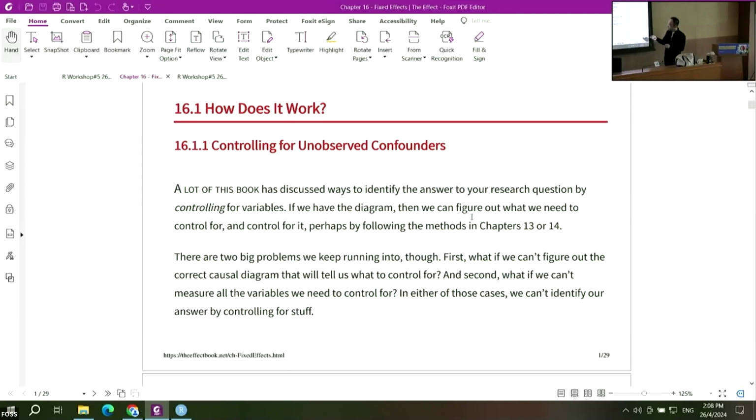Like you want to earn more salary, what do you want to do? And second, what if we cannot measure all the variables we need to control for? In either of these cases, we cannot identify the answer by controlling for stuff. So to find the answer to the causal question, we don't have enough things to do in order to do that.